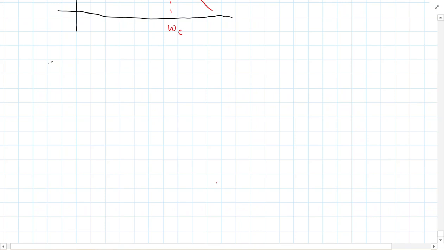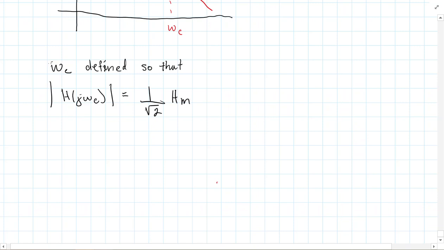Okay, so remember where we left off is we had defined the cutoff frequency, so that if I evaluate the transfer function at the cutoff frequency and look at the magnitude of this, this is 1 over the square root of 2 H max. And sometimes I put the magnitude, sometimes I'll let that go there. Well, let's look at what's really going on here and why I would possibly do this.